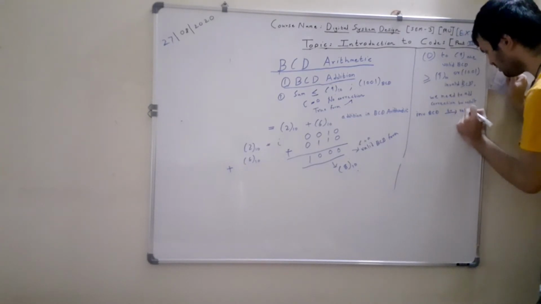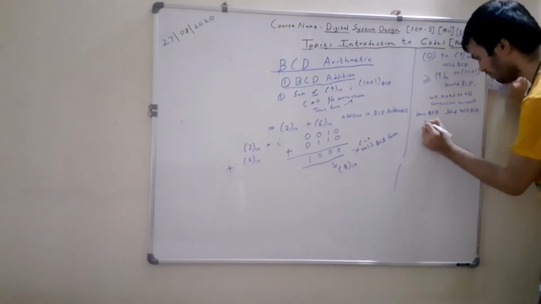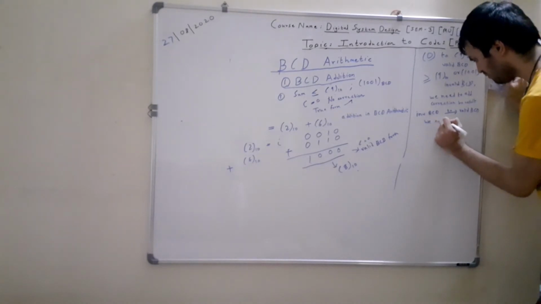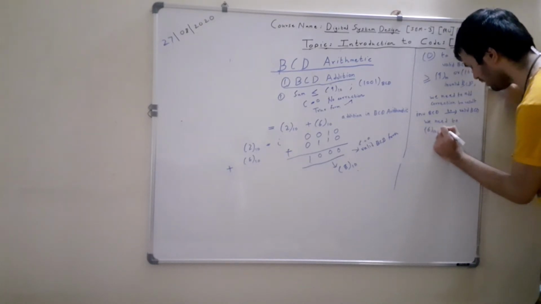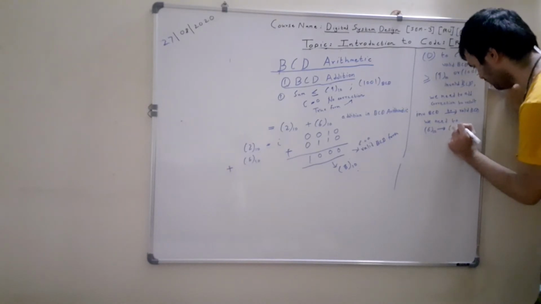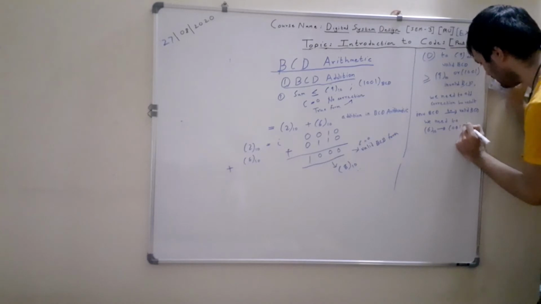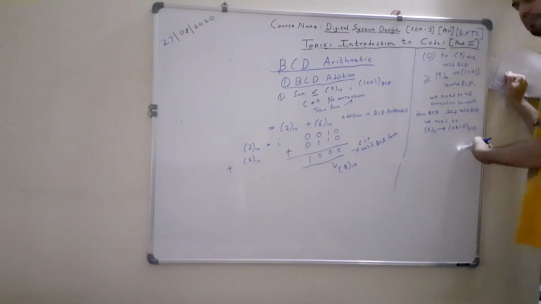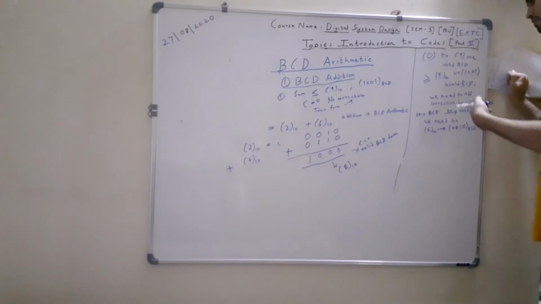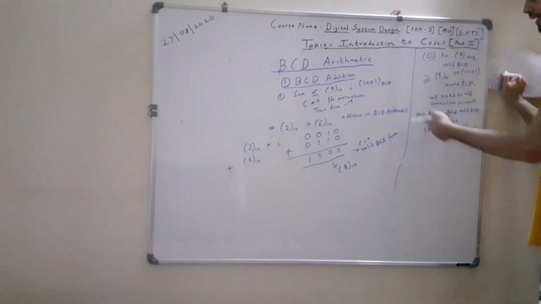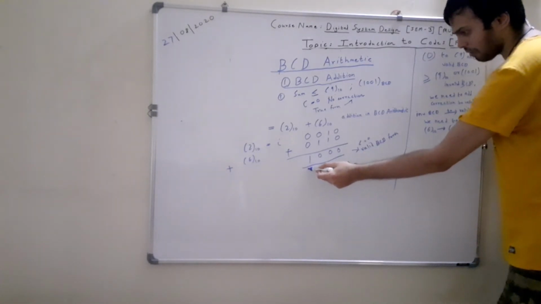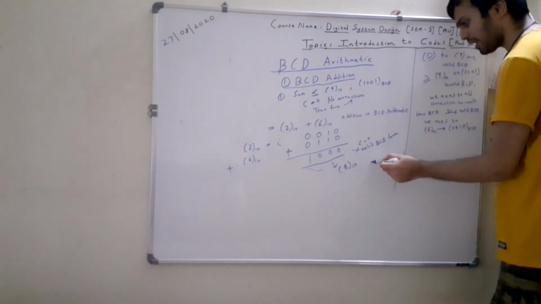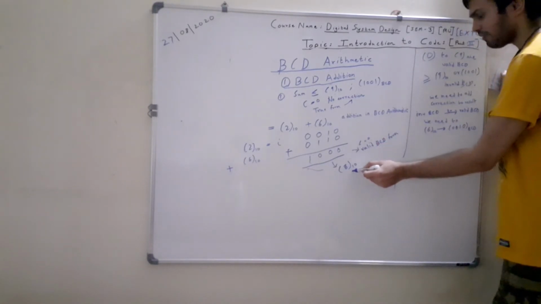For that we need to add 6, meaning we add 0110, to the result to convert an invalid BCD result to a valid BCD result. All these things we will understand when we study case 2 of BCD addition. Here in this example nothing is required because the answer is already in valid BCD form. So no correction is required, carry is also 0, and the final answer is 8.